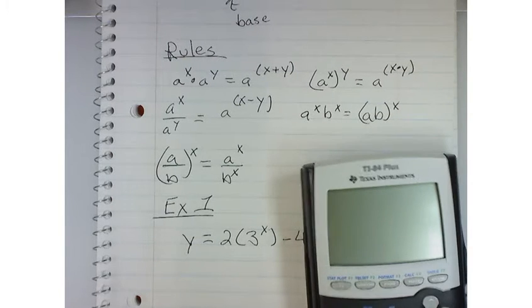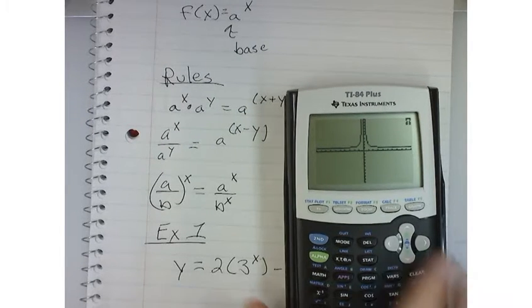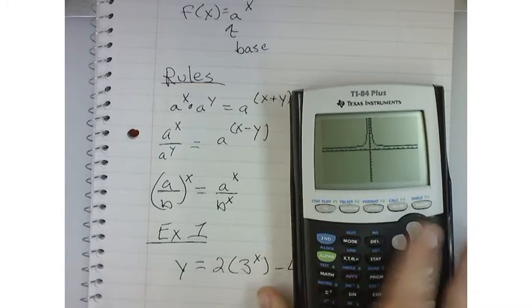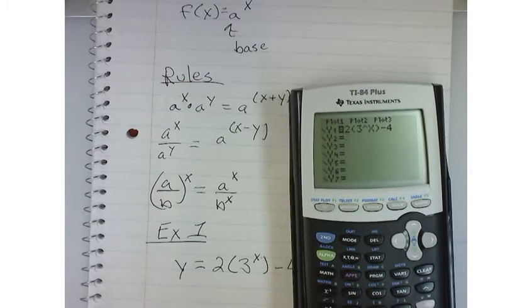I don't remember whose calculator I have, but thank you. So if I come in here and I go to graph this, I'm going to clear that out. I'm going to say 2 times the quantity 3 raised to the x, close my parentheses, minus 4, and then hit graph. And so this is what the graph looks like.